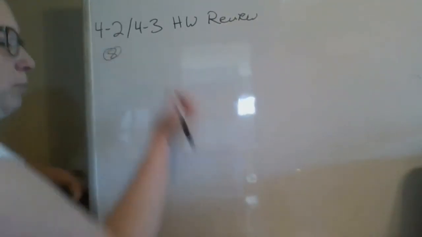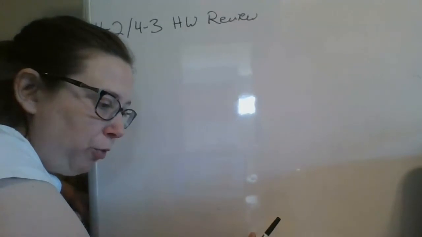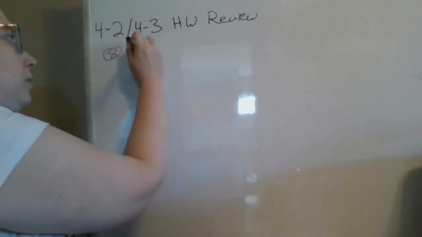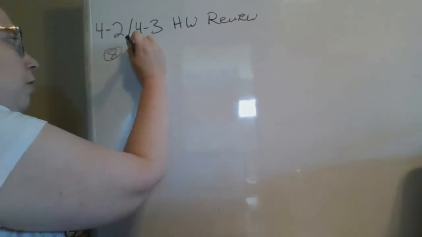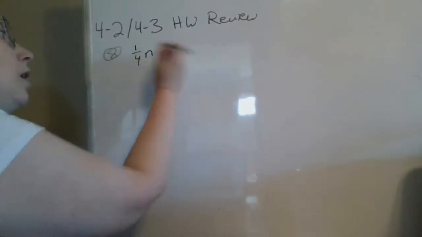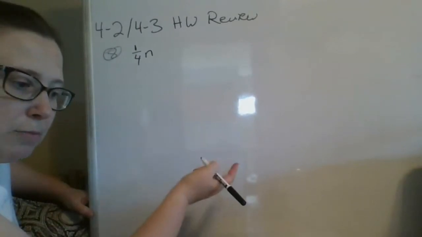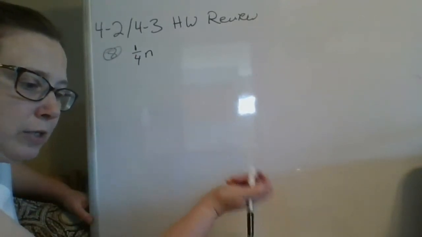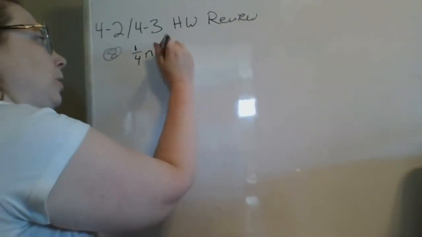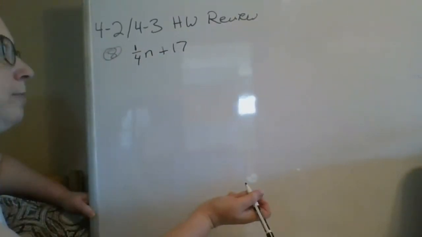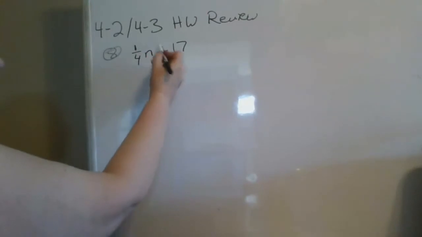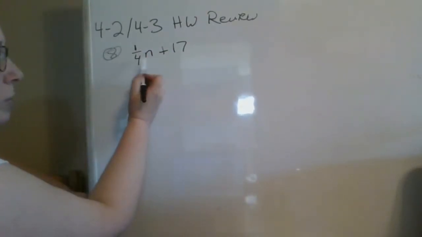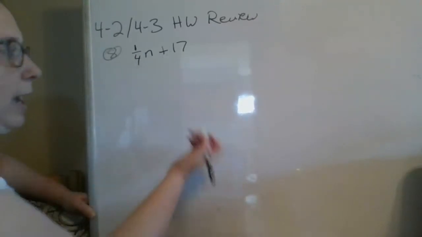So the first one, number 8, says 1/4 of a number, comma. So we have 1/4 of means times a number, so we have 1/4 times n, and then a comma, and then it says increased by 17. So we're going to add 17 to that. We don't necessarily need parentheses here, even though there was a comma, because our order of operations would tell us to multiply before we add.